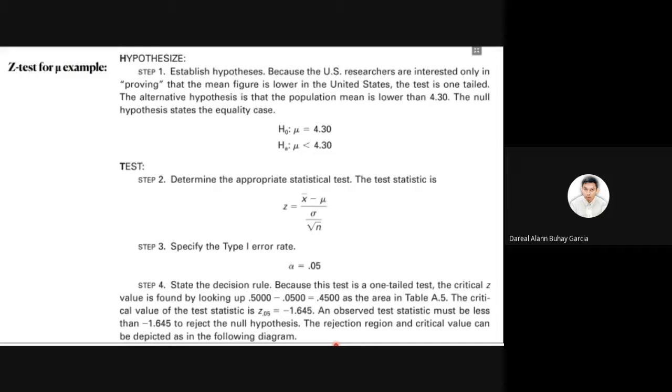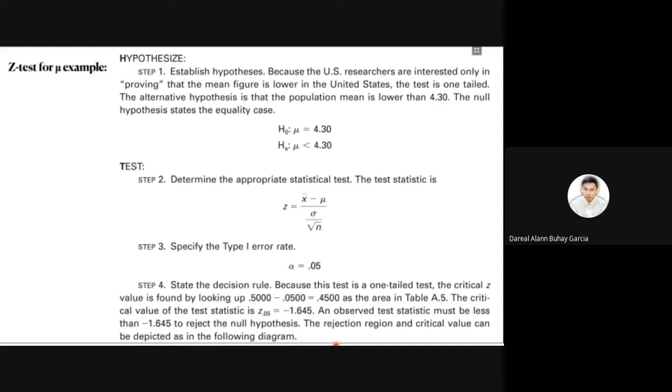Step 2, determine the appropriate statistical test. The test statistic is the z-test for mu, because the sample size is larger than 30 and the standard deviation, at least the population standard deviation, is known. Step 3, specify the type 1 error rate. Alpha is 0.05. Okay, so that's given. Step 4, state the decision rule.